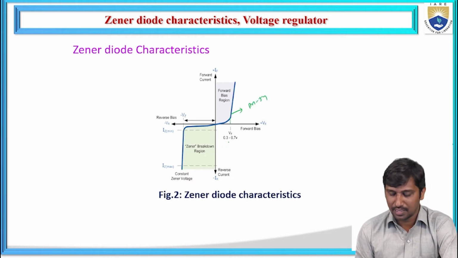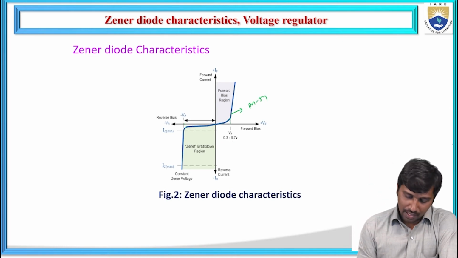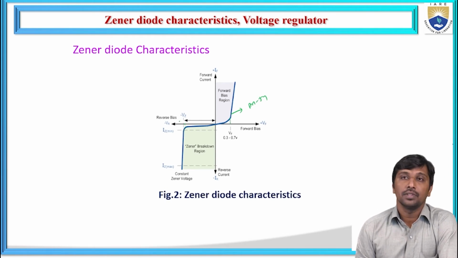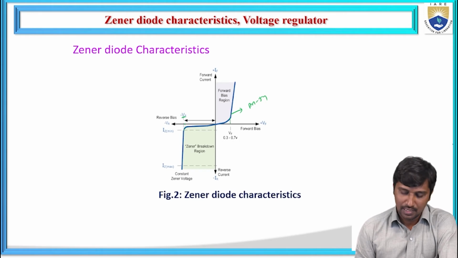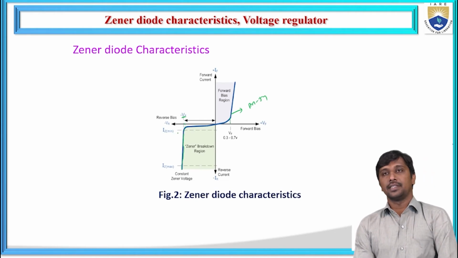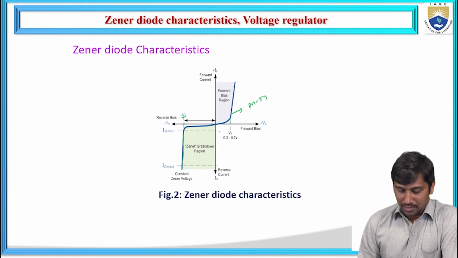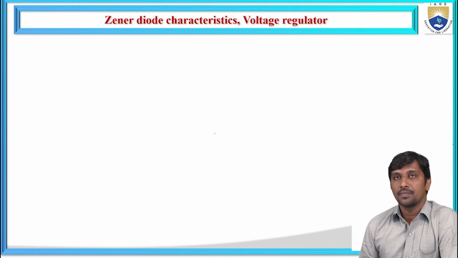Hence that is the reason I consider the cut-in voltage is in between 0.3 to 0.7, and under the reverse bias, we know that the breakdown region or the breakdown voltage is represented as the Zener breakdown voltage. Whenever your applied input voltage crosses this breakdown voltage, then the conduction rate increases linearly. At this point, it maintains a constant output voltage. So this is the Zener diode characteristics under the forward bias as well as the reverse bias.